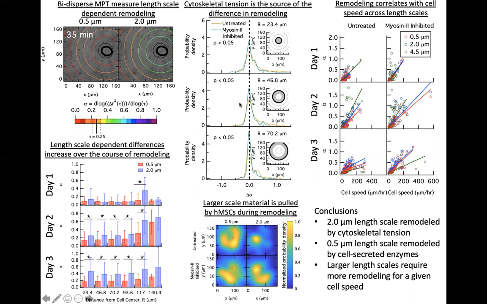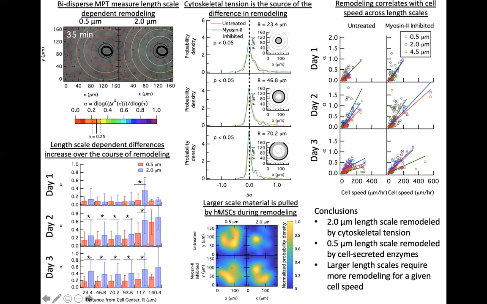We've also shown that the difference in the alpha value, quantified as delta alpha, is significantly different when you inhibit myosin 2, preventing the cells from being able to pull on the material. And this shows that cytoskeletal tension is the source of the increased remodeling on the 2 micron length scale.